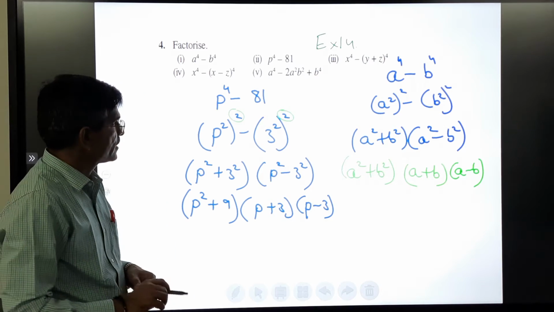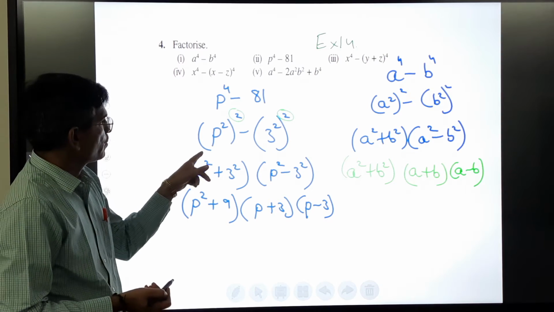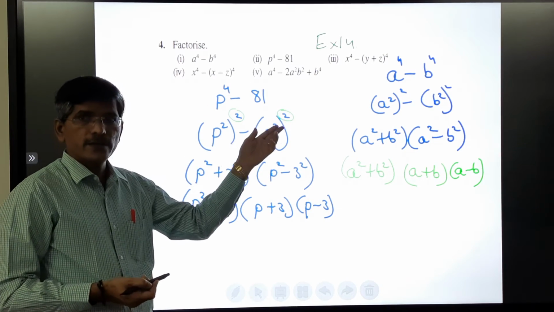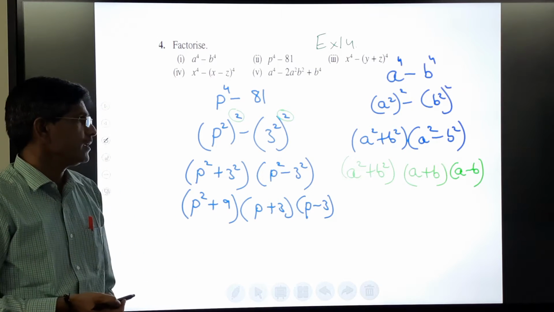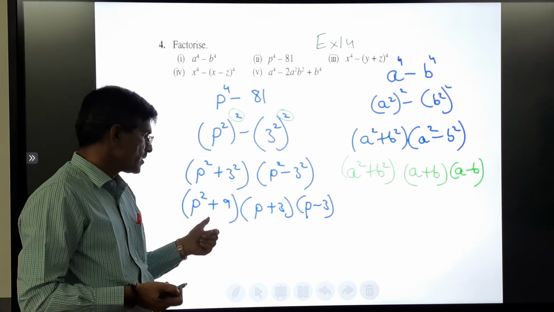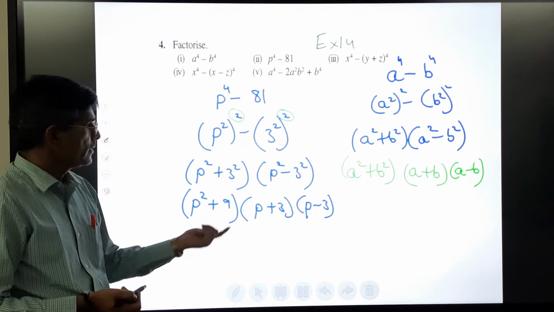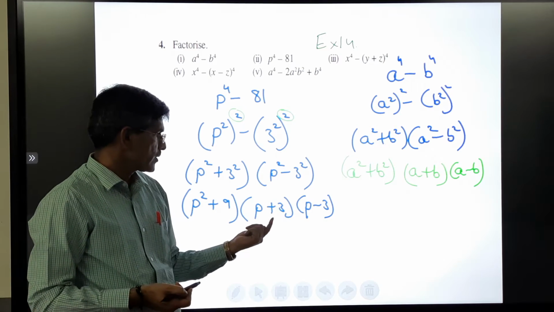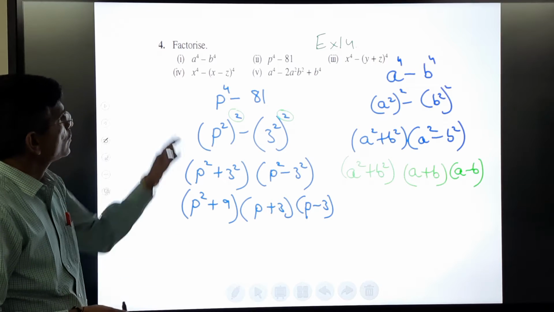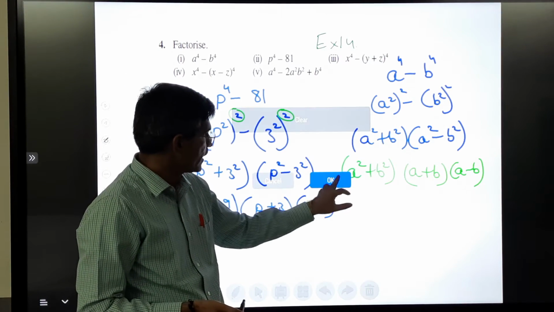When power 4 is there, p the power 4 minus 81. So p the power 2 the power 2, 3 the power 2 the power 2, because 81 means 3 the power 4. So p square plus 3 square, but positive sign is there, so we cannot go for the splitting or factorize. P square minus 3 square, so we have to do p plus 3, p minus 3. So first and second both type sums we have completed.